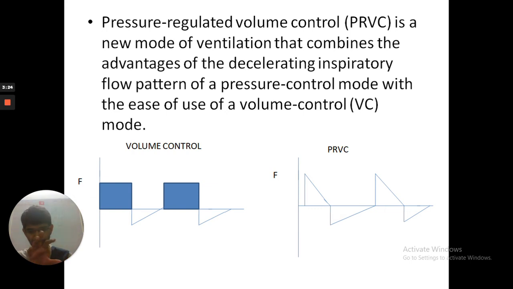So what is the difference? Why is there a decelerating inspiratory flow pattern? Follow my cursor. On the left is volume control mode, and this is the flow graphic. As you can see, it is a square type of flow pattern. When you turn the auto flow on, it changes to a decelerating flow pattern. There is a major difference. Volume control has a square type of flow pattern and PRVC has a decelerating type of flow pattern. Why exactly is this, and what is the basic mechanism behind this, will come in the next part.